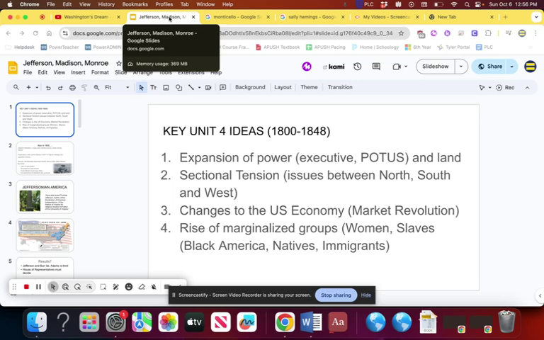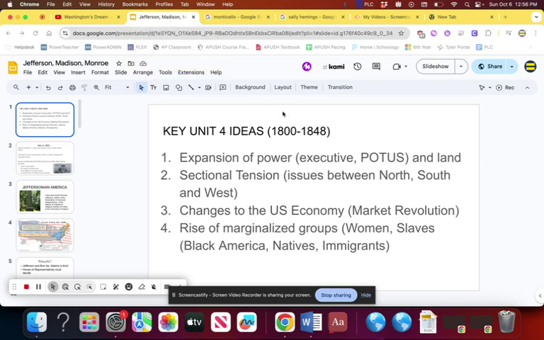Anyways, we're transitioning into Unit 4. Unit 4 runs from 1800 to 1848, because the last real topic of Unit 4 is the Mexican-American War. So that's why Unit 4 ends where it does. You can see the overall ideas for Unit 4 here as well.